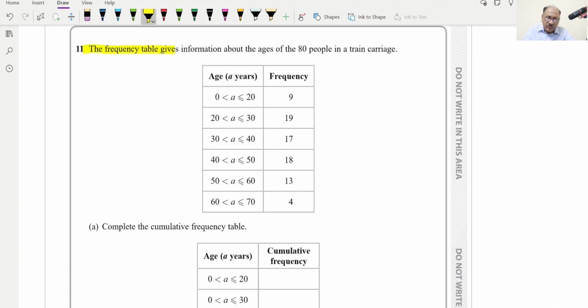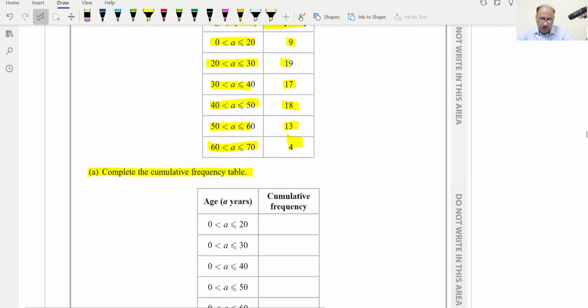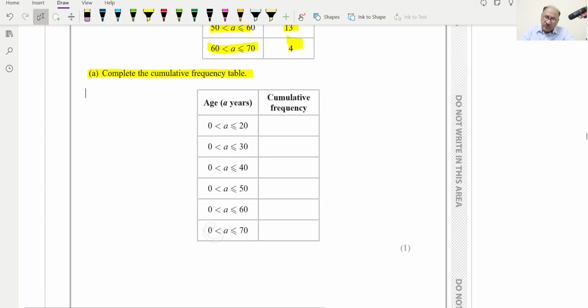Question 11 says the frequency table gives information about the ages of 80 people in the train carriage. So these are ages, these are frequencies, and they have provided ranges. What we have to do in part A is complete the cumulative frequency table. So this is cumulative frequency, and these are ages.